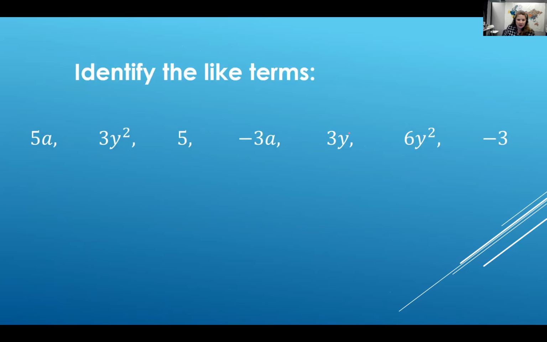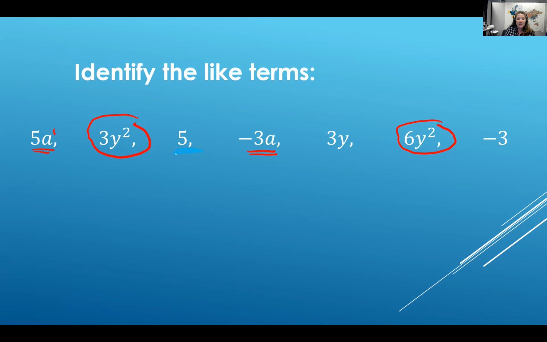All right, so let's identify the like terms. We're looking for an a raised to the first power. If you don't see an exponent, it just means it's raised to the first power. The other term that has an a raised to the first power is negative 3a. So those are like terms. The second term, we have y raised to the power of 2. So we're looking for y raised to the power of 2, and there's one. So those two are like terms.